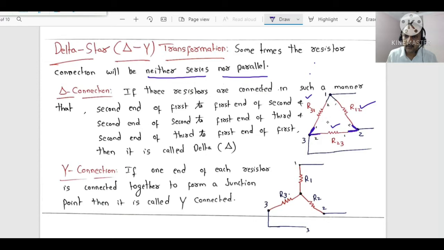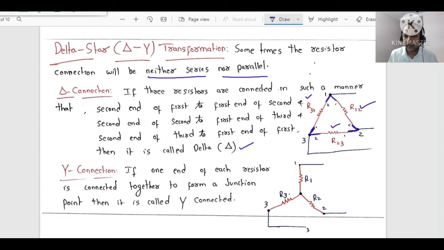Now the second end of the third resistor is connected to the first end of the first resistor, like this. If such a kind of connection is made, then it is called delta. It is connected in a delta manner.